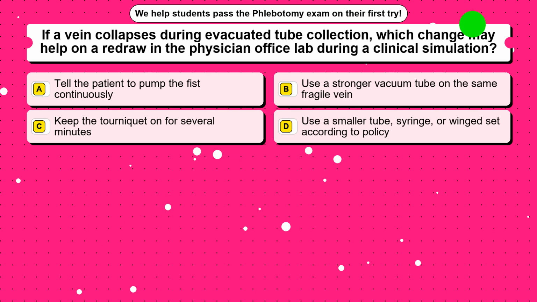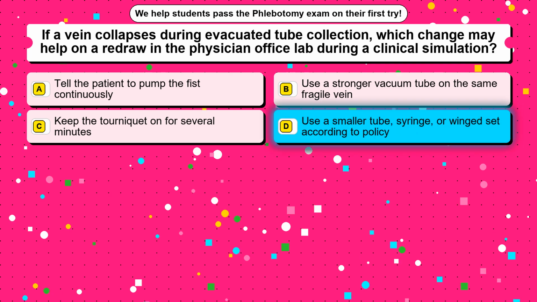Question 26. If a vein collapses during evacuated tube collection, which change may help on a redraw in the physician office lab during a clinical simulation? Option A. Tell the patient to pump the fist continuously. Option B. Use a stronger vacuum tube on the same fragile vein. Option C. Keep the tourniquet on for several minutes. Option D. Use a smaller tube, syringe, or winged set according to policy.